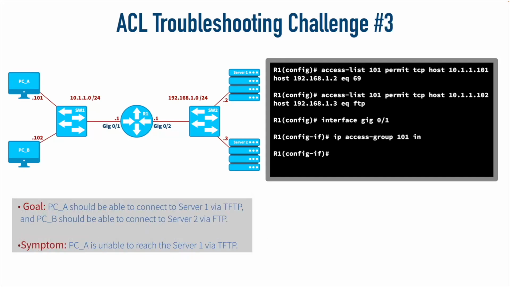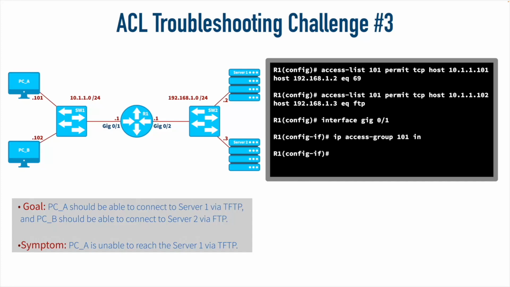Here, PCA should be able to contact server 1 using TFTP, and PCB should be able to contact server 2 using FTP. However, even though PCB is able to contact server 2 using FTP, PCA is unable to reach server 1 via TFTP. Now, I'll invite you to pause the video, carefully look through this configuration, and hypothesize what you think might be going on here.